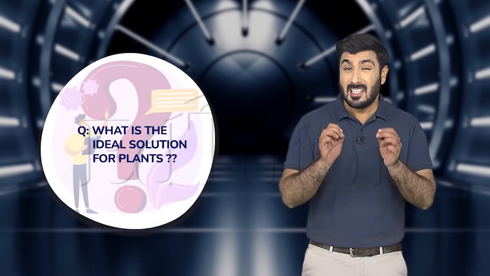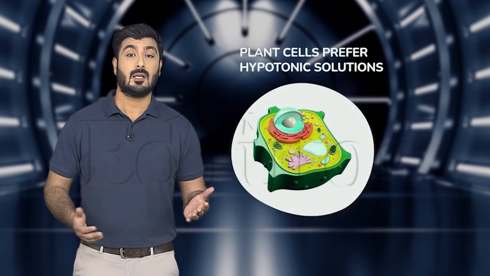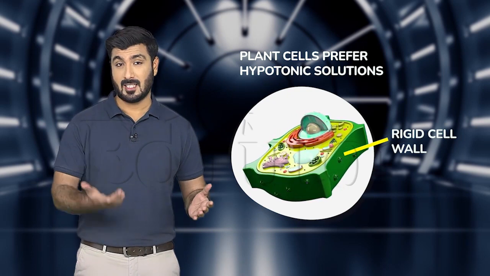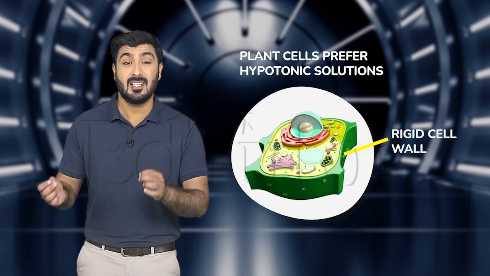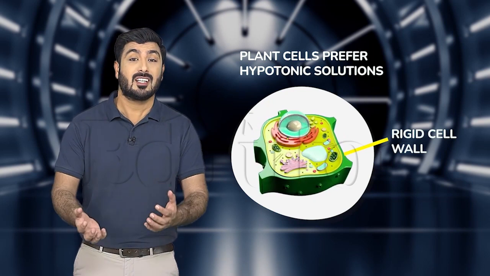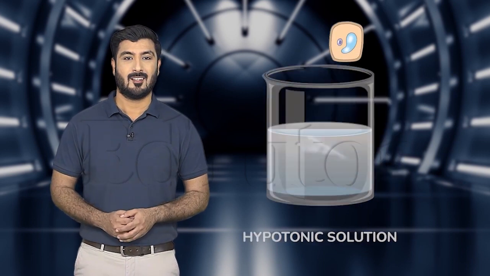But then, what is the ideal solution for plants? Well, plant cells prefer a more hypotonic solution because, as you can see, they have a rigid cell wall that needs the pressure from the extra water inside the cell to stay firm or turgid itself. So now, let's see what will happen after I place this plant cell in a hypotonic solution.